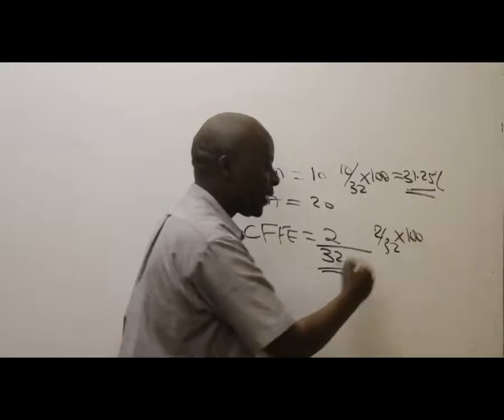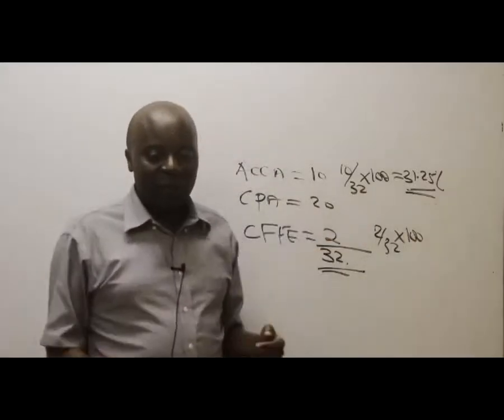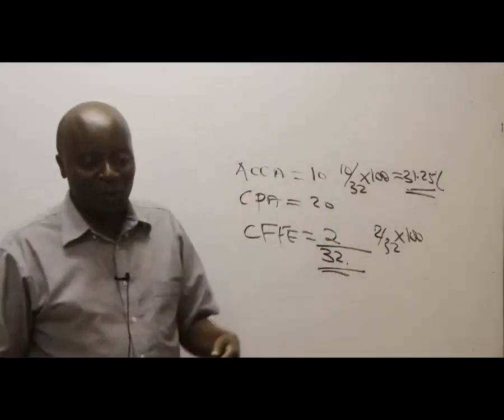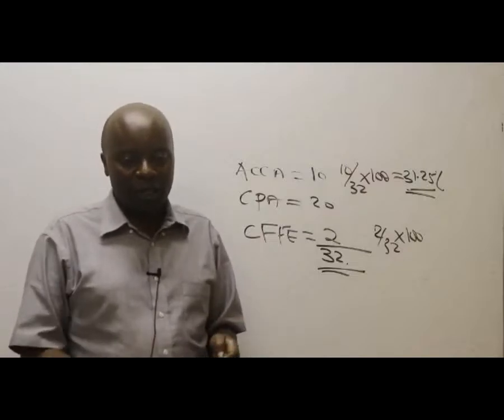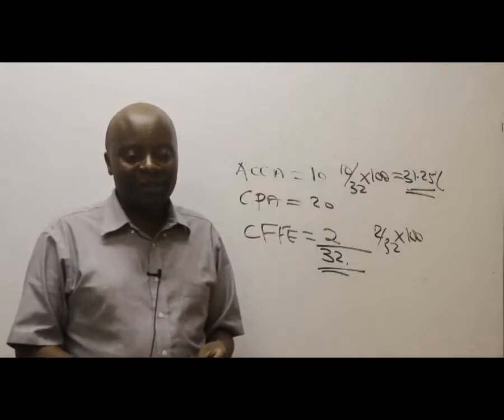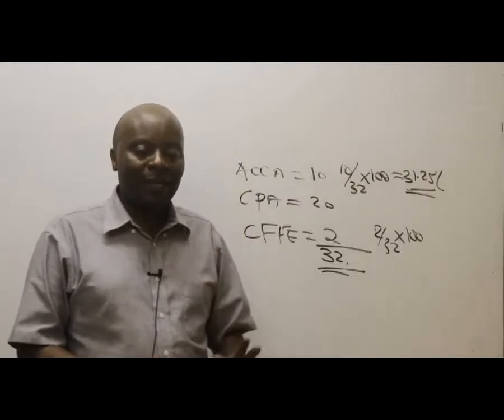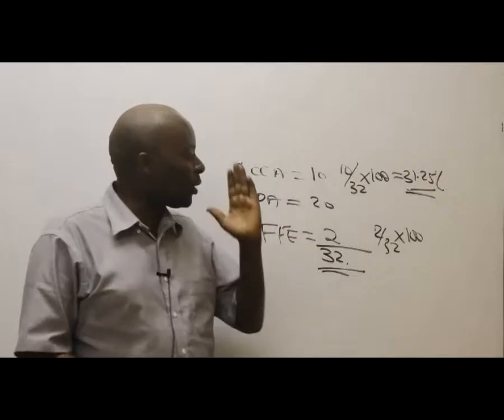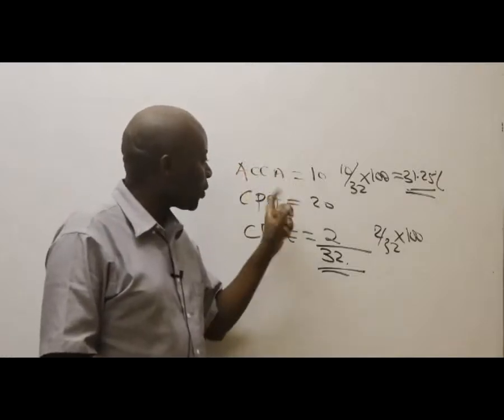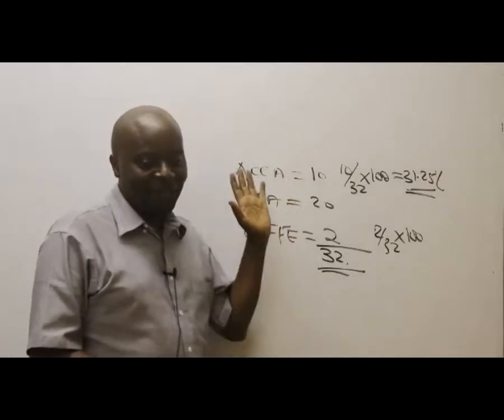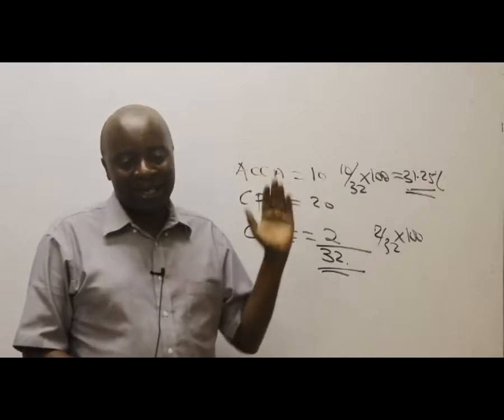We need to be able to pass that threshold. 2 over 32 times 100 is below. So in this regard, according to the standard, we can only report in terms of segments ACCA and CPA alone.